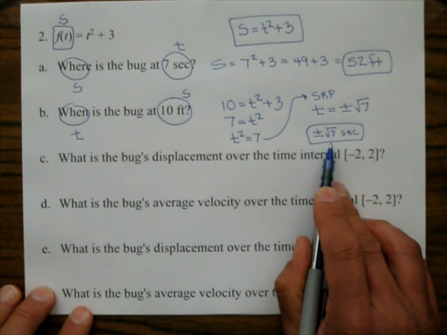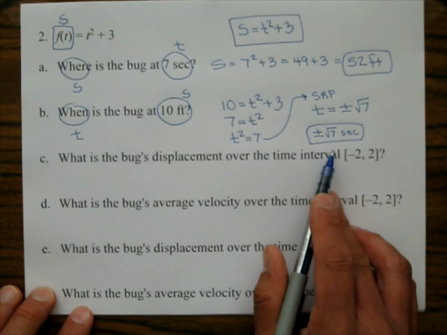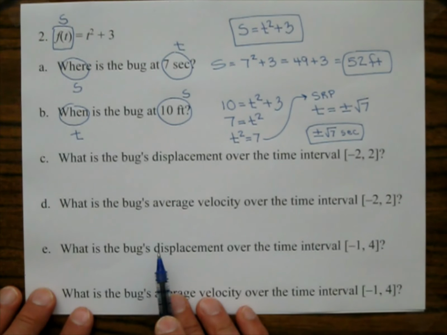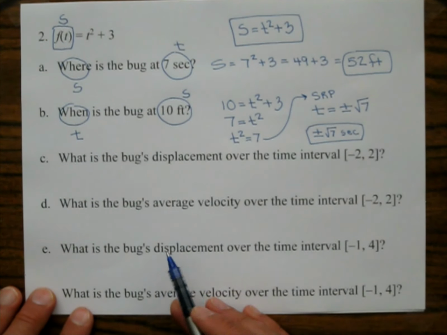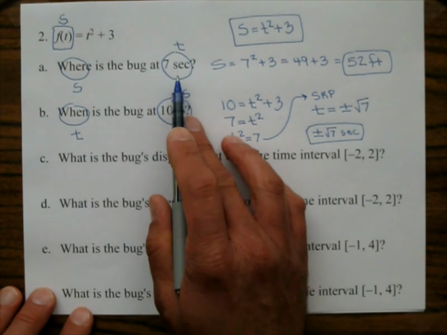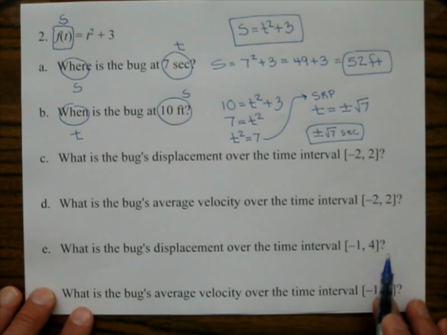They did not ask for an approximation. If they did, you would take out your calculator and go root 7, and that should be 2 point something. But they didn't do that. Okay, so that answers the first 2 questions. And you notice these questions are pretty much the same questions that we did in problem 1. These numbers are different, and the time interval's different. Let's go ahead and do this.